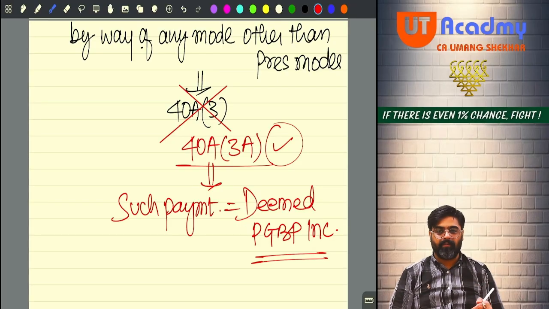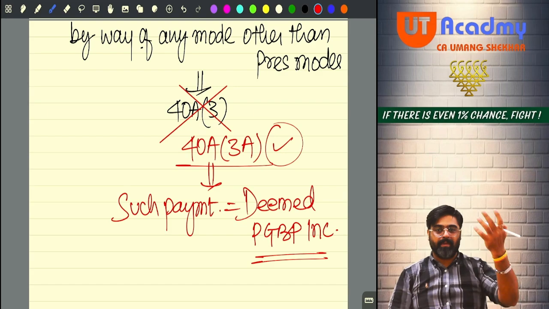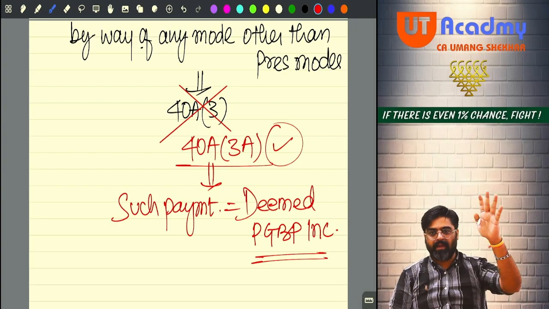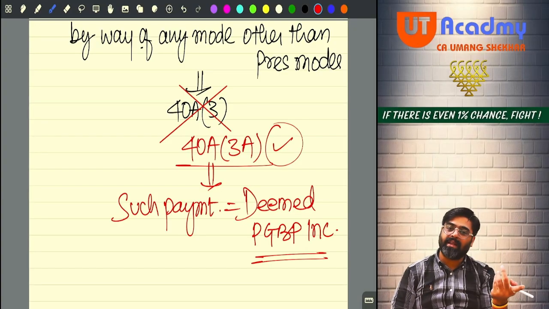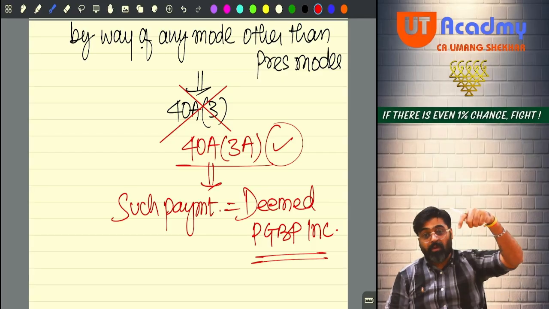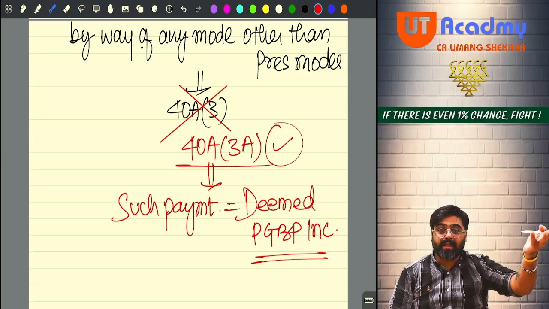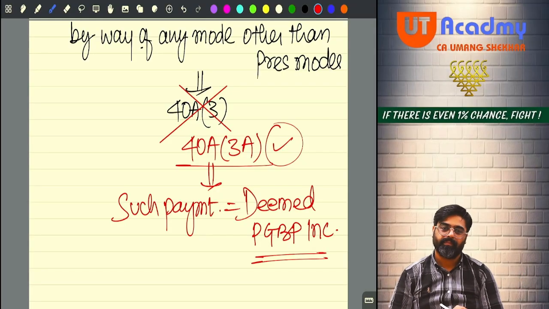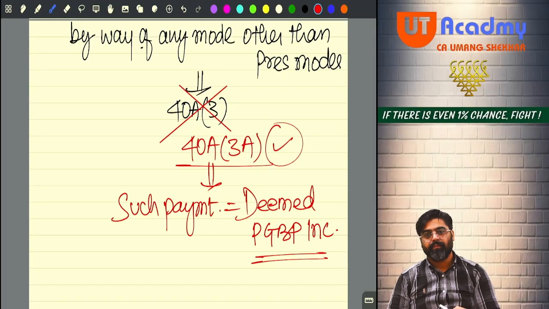And if you don't have any evidence to show whether that payment is actually made by you or not, meaning you have not made the payment by prescribed modes, meaning you don't have any evidence to show us that you have actually made that payment, that payment we have already allowed. So to reverse that effect, what will we do? We will consider that much amount which you have paid by other than prescribed modes as your deemed PGBP income. Getting my point, everyone? Sure, sir. Should I move ahead?